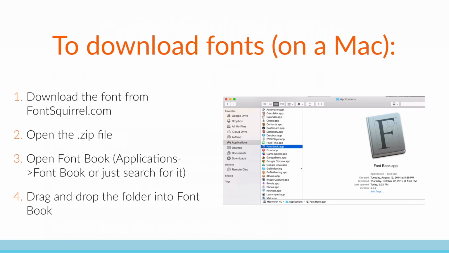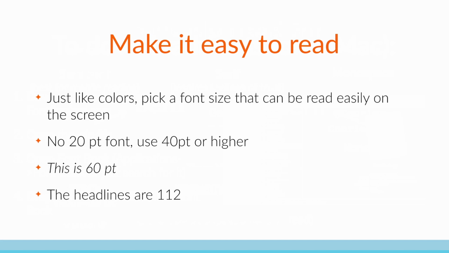So, to download fonts on a Mac, download the font from Font Squirrel, then double-click the zip file to unzip it, then open FontBook on your Mac. You can do this by either searching for it or going to a new Finder window, clicking on Applications, and then FontBook, just like I showed in this image on screen. Then all you have to do is drag and drop that open file into FontBook and the font is installed. Super easy.